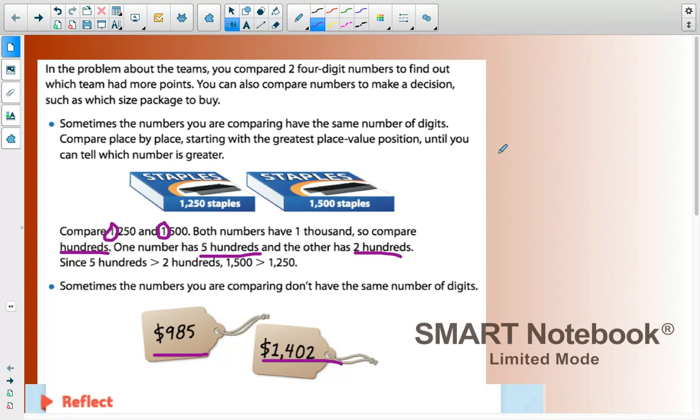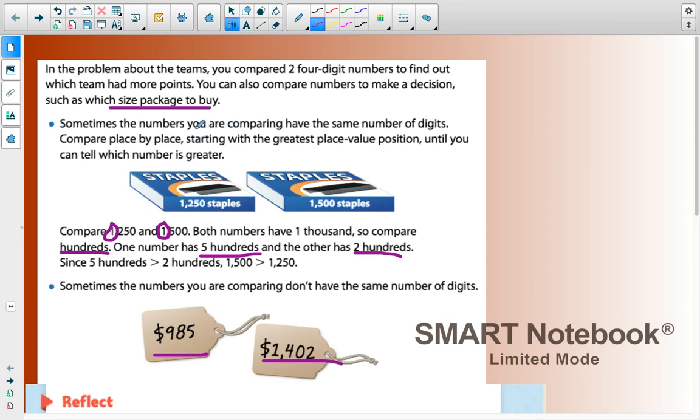I will be going over instructional pages talking about comparing numbers. So, right here we have a problem. In the problem, you have two four-digit numbers to find out which team had more points. You can also compare numbers to make a decision, such as the size of a package to buy.